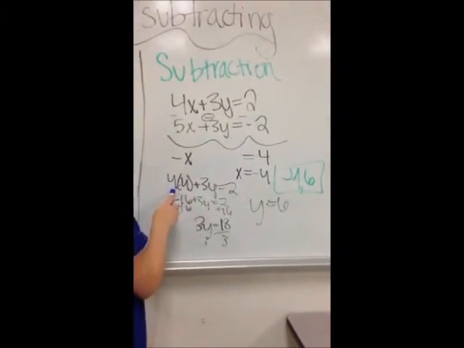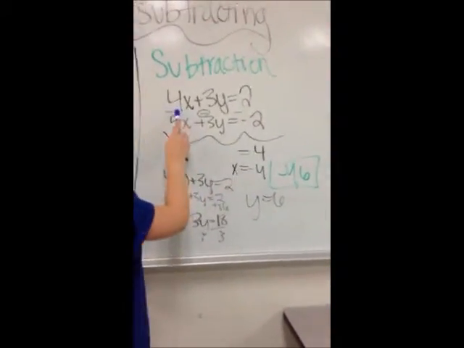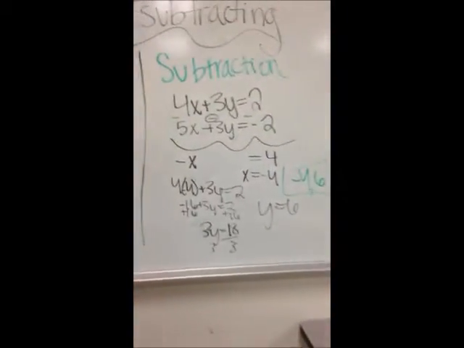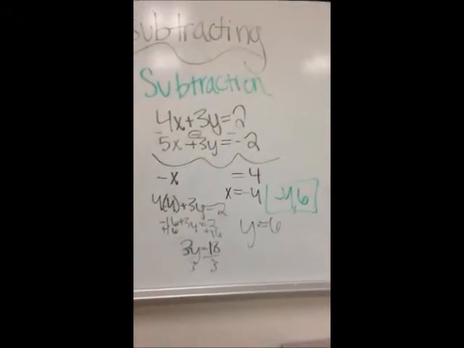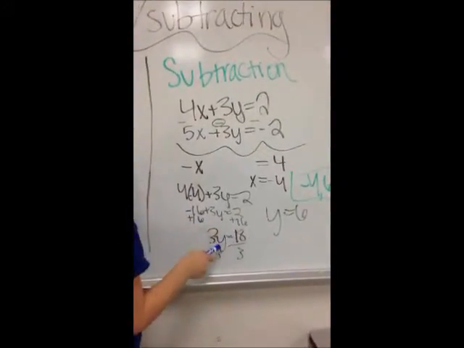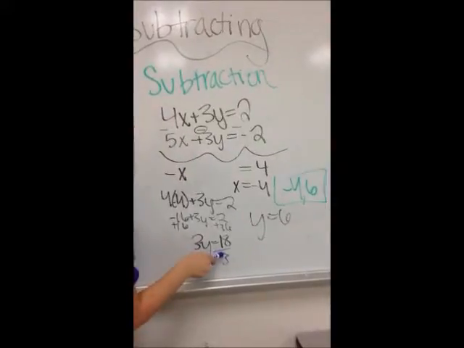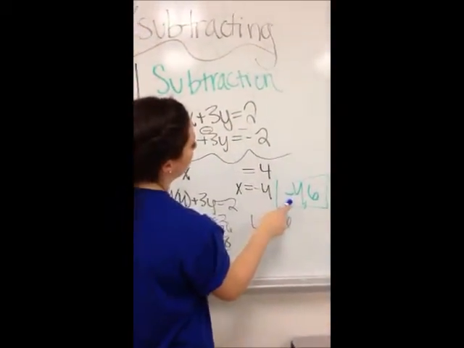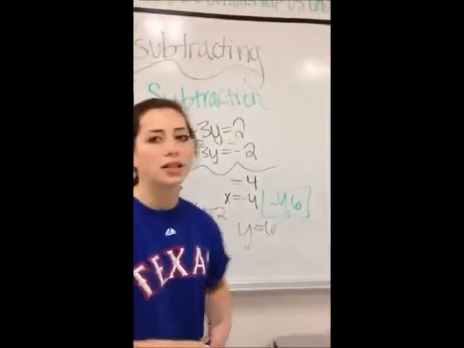And then I'm going to plug that into this equation. You get 4 times negative 4 plus 3y equals 2, which is negative 16 plus 3y equals 2. Add 16 on each side. You get 3y equals 18. And y equals 6. So your solution is negative 4, 6.